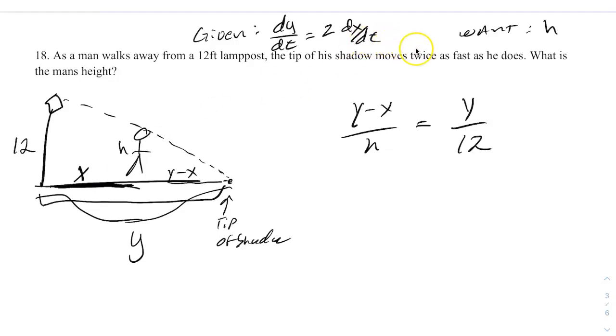So the tip of the shadow moves twice as fast as he does. So this guy's changing twice as fast as he's walking away. So that's our given. This is our want. Now here's the key thing about the want here: it's the guy's height. That's not changing. The want is a constant. That's going to become very important right now.